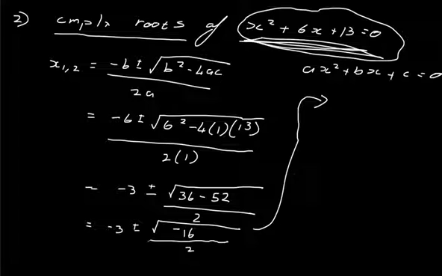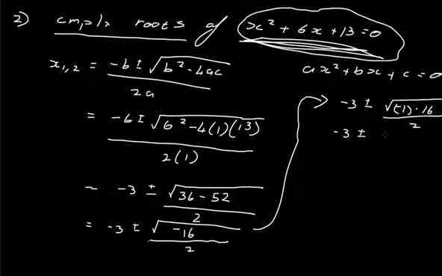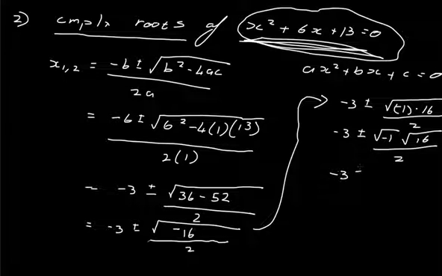How do we get it into complex form? So, minus 3 plus or minus, then we start factorizing. We've got the square root of minus 1 times 16 over 2. So that's minus 3 plus or minus the square root of, let's write it out like this: square root of minus 1, square root of 16, all over 2.